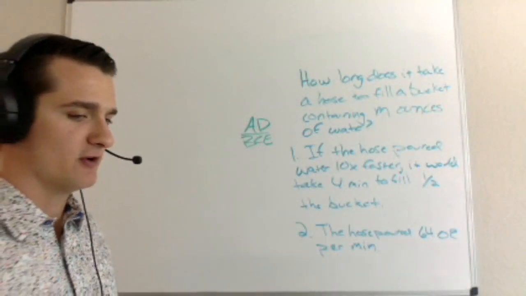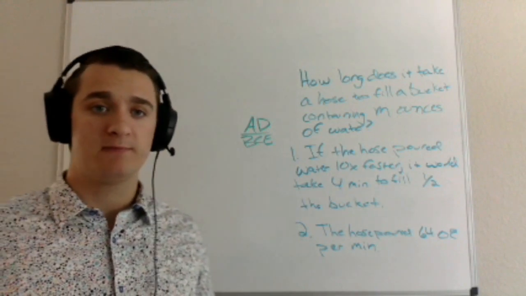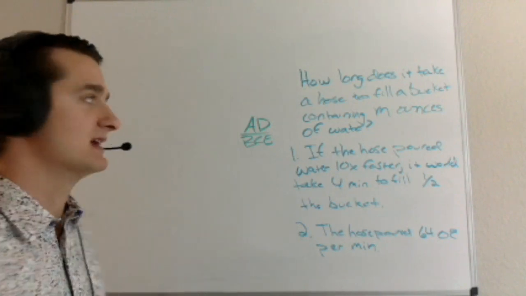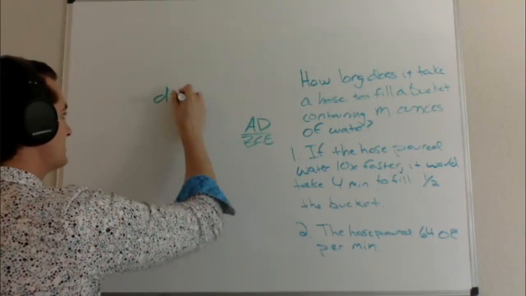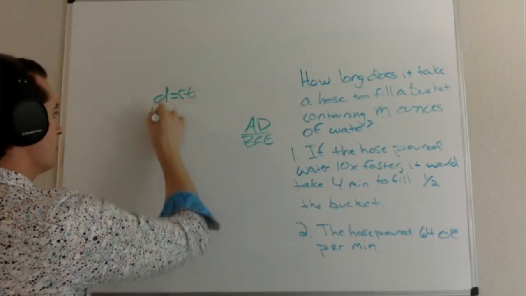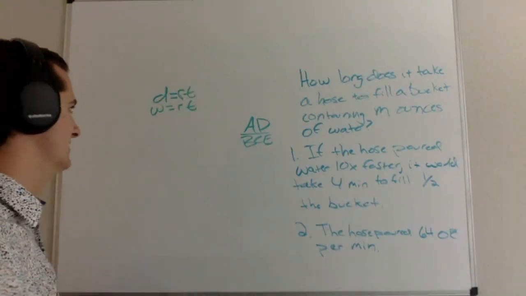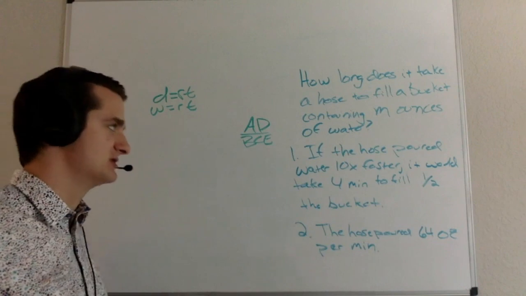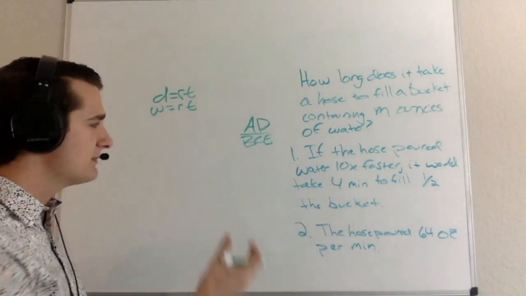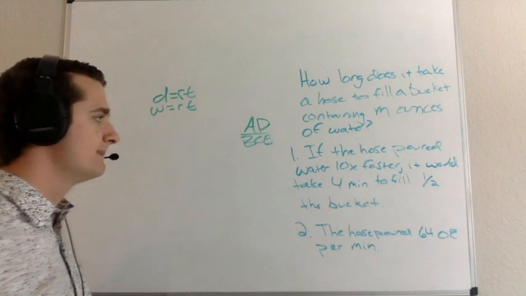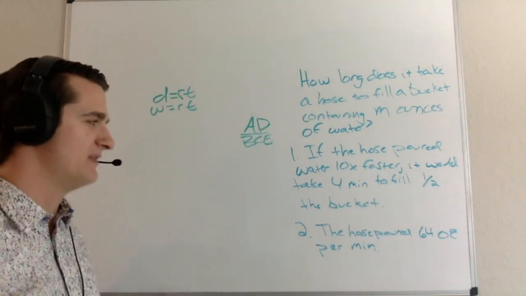What I'm going to do first is remember that with every rate problem, the fundamentals of rates always start with distance equals rate times time, or work equals rate times time. Work is a little bit more appropriate in this instance, but distance is just a form of work when you have those sorts of problems. But anyway, what I'm told from statement 1 is that if the hose poured water 10 times faster, it would take 4 minutes to fill half the bucket.